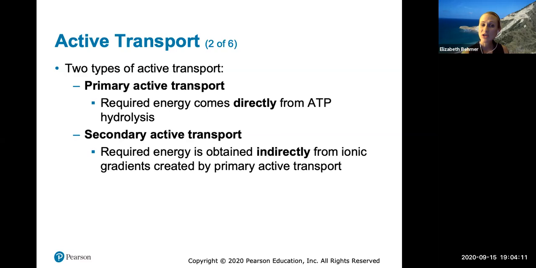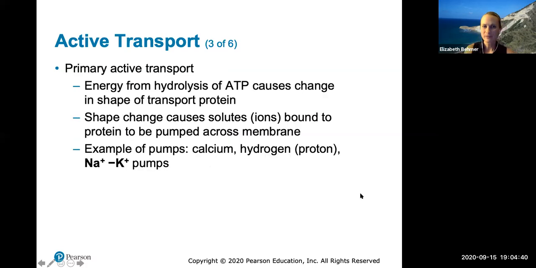Two types of active transport. Primary active transport is where the required energy comes directly from ATP hydrolysis. That means ATP is a molecule, and when we break it apart, energy comes out to fund these active transport processes. In secondary active transport, the required energy is obtained indirectly from ionic gradients created by some sort of primary active transport. In primary active transport, this happens when we break apart ATP. That causes a change in shape of some sort of transport protein.